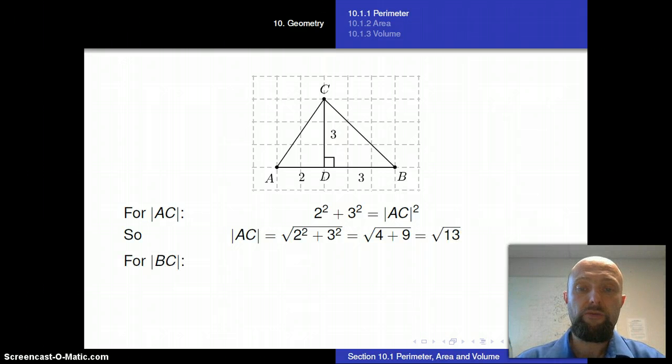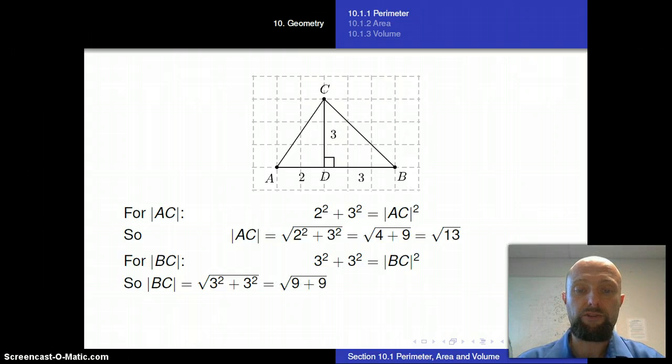For BC, we use the triangle BCD. The Pythagorean theorem tells us 3 squared plus 3 squared is BC squared. So BC is the square root of 3 squared plus 3 squared, which is the square root of 9 plus 9, which is square root 18, which we can simplify because we can write 18 as 3 squared times 2. Rewriting the square root as the product of the square roots, we can simplify this to 3 square root 2.